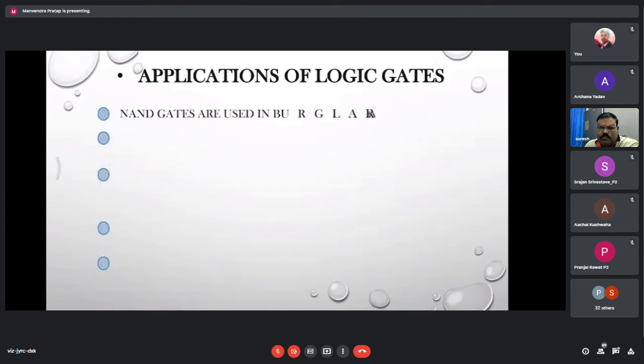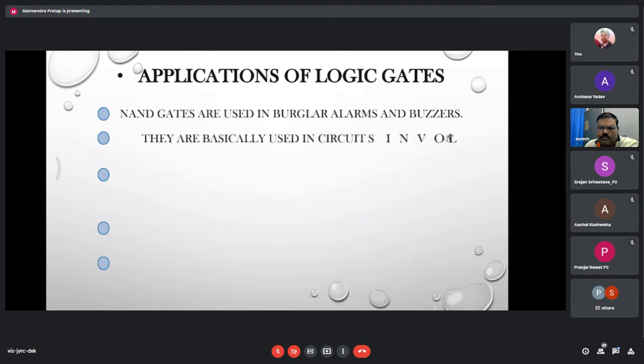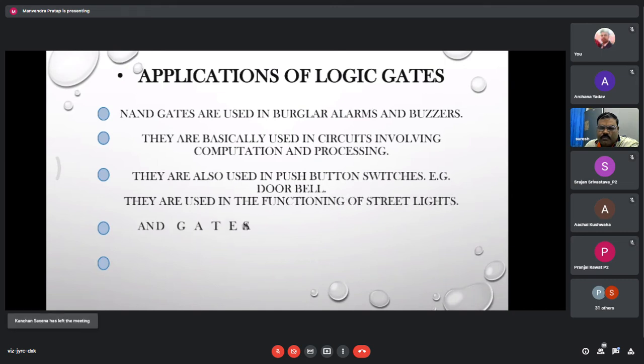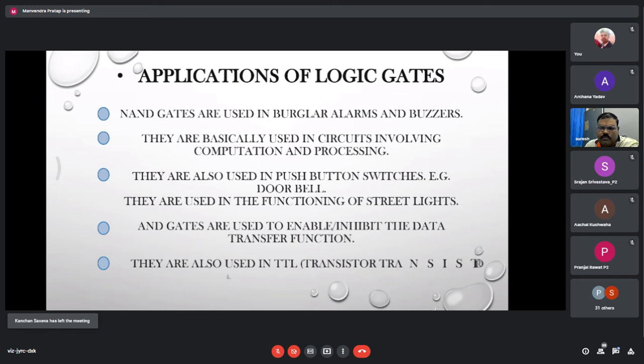There are some applications of logic gates. NAND gates can be used in burglar alarms and buzzers. They are basically used in circuits involving computation and processing. They are also used in push button switches, doorbells, and the functioning of street lights. AND gates are used to enable or inhibit data transmission. They are also used in TTL, transistor-transistor logic, and CMOS circuitry.